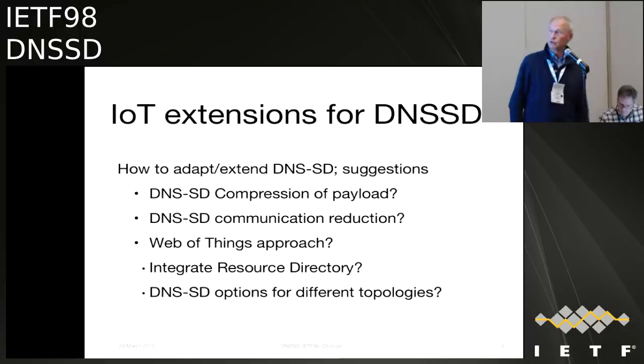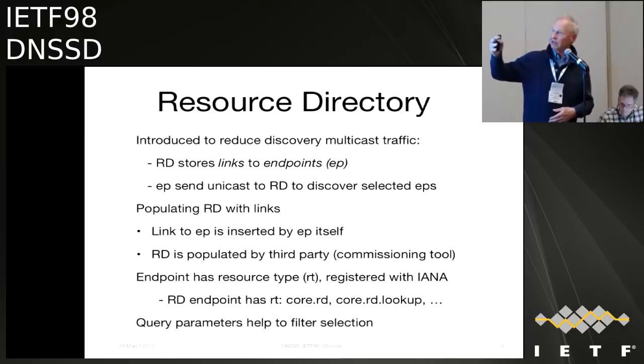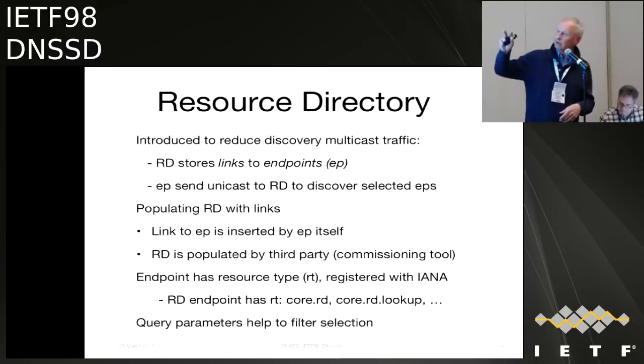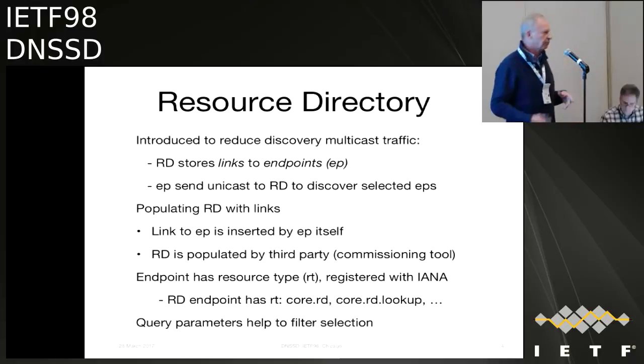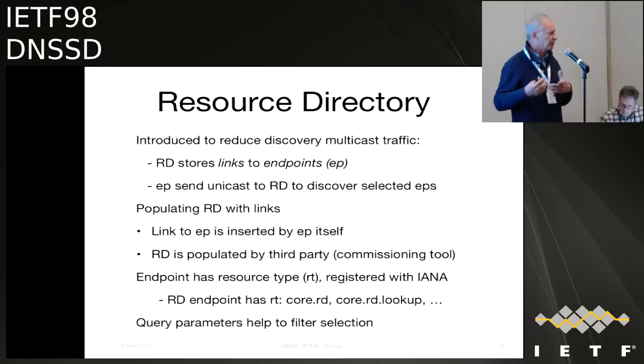So the resource directory that was introduced, well, here Carsten maybe wants to do something, is to reduce the discovery multicast traffic, so you do unicast through the resource directory to discover your links. There is an endpoint, which is a server, actually a set of resources, and it sends an anycast to discover selected endpoints. So you ask for the name and, for example, attributes on that. How do you populate the resource directory? Either the endpoint inserts itself into the resource directory, which is a bit like mDNS, where everybody tells you, this is me, and all the others receive it. But there is also the option where the resource directory is populated from outside by a commissioner, where you can prepare the resource directory offline and introduce it later.